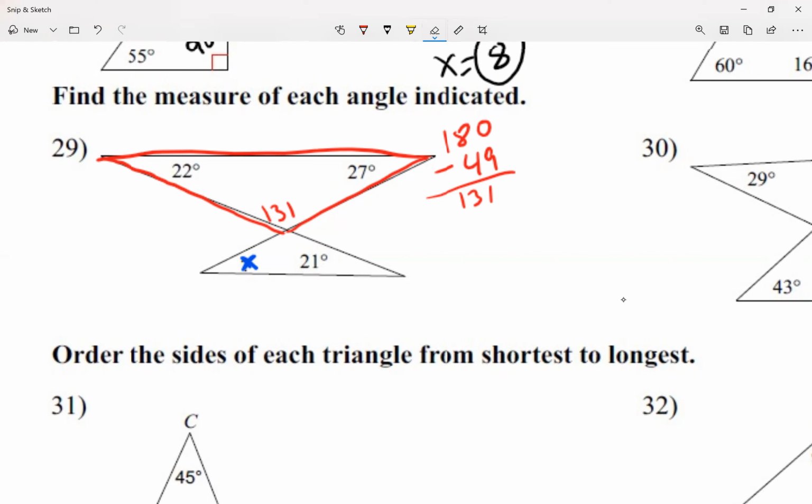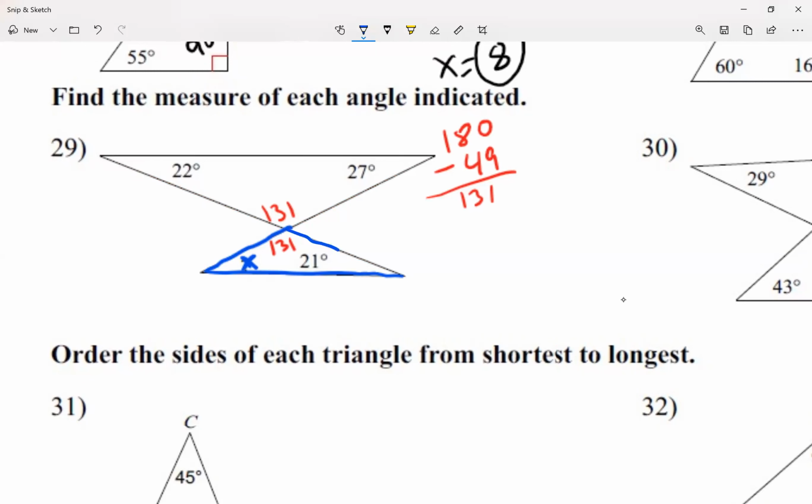Another rule that I remembered is vertical angle theorem. When there's an x form, opposite angles are equal. You see my x there. So I'm going to say this other angle right here, it is 131. Now, let me take a look at this blue triangle. The 21, by the way, is this corner right here. It just didn't fit all the way to the right.